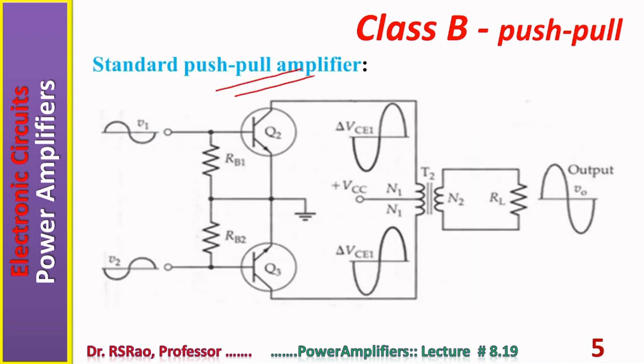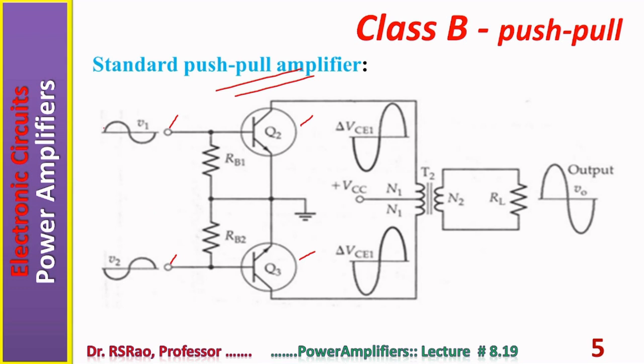Standard push-pull amplifier. Here also two transistors, but both are NPN. Notice Q2 and Q3, both are NPN. And also notice input to Q2 is different from input to Q3. Not completely different. There is a relation between the inputs. Inputs are same except for a phase difference of 180 degrees.